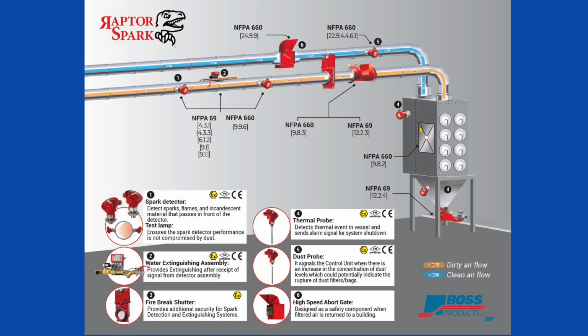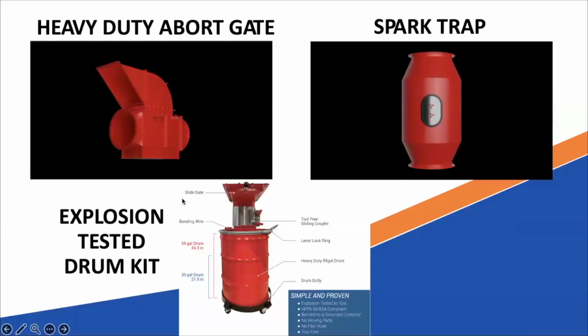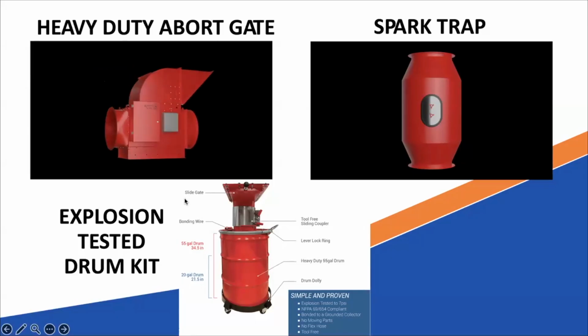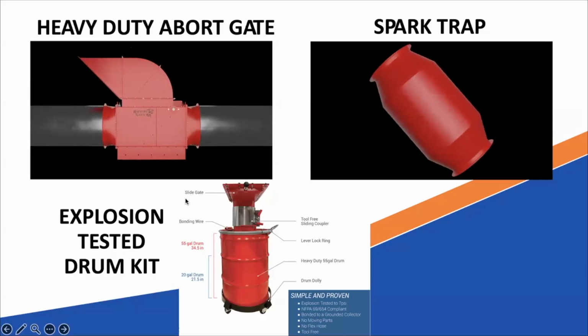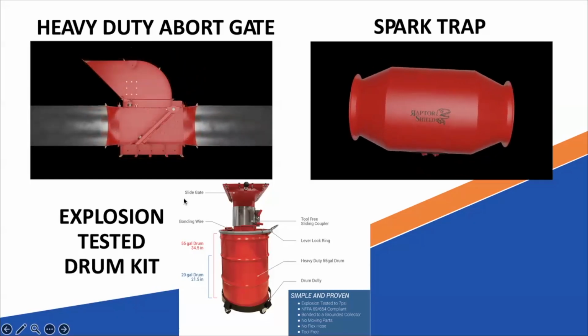We also listed down there the NFPA chapters and paragraphs that are associated with this equipment. Next slide, Andy. A little bit more about some of our products as far as what we can offer: the abort gate, the spark trap, and the drum. Next slide, Andy.